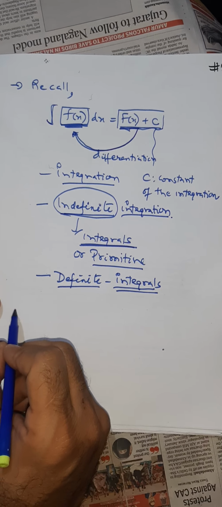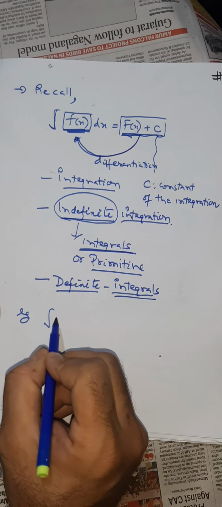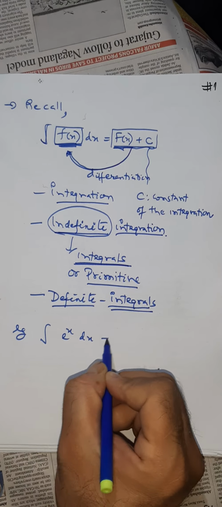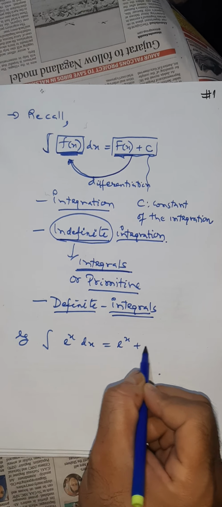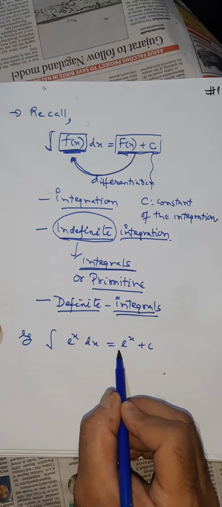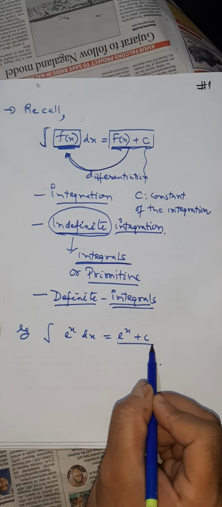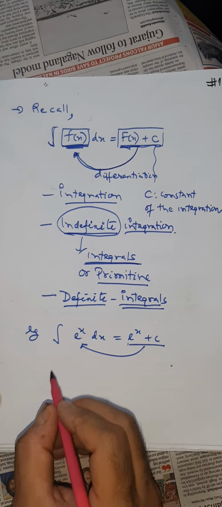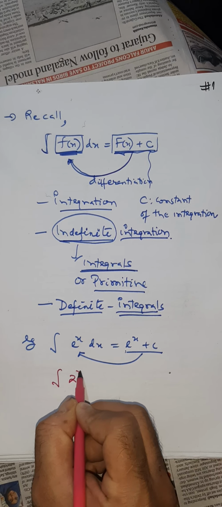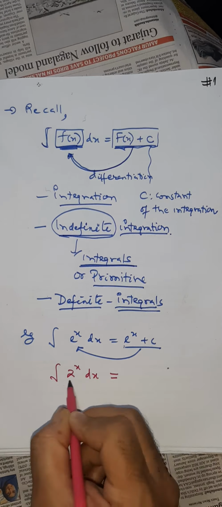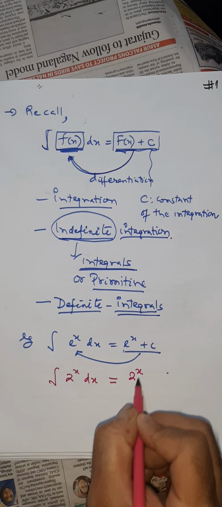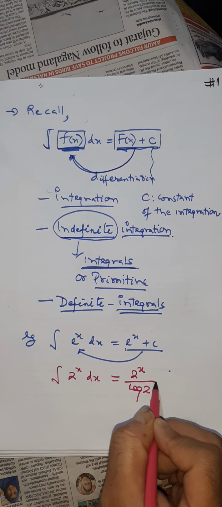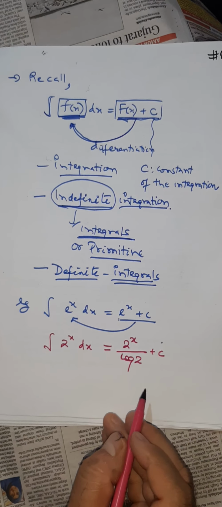Okay, so for example, if I want to write integral of e raised to x, it is e raised to x, the prepared formula, plus c. Why is integral of e raised to x this? Because if I differentiate this, I'll get this. Next, if I take 2 raised to x, you have a ready formula for this exponential function: 2 raised to x upon log 2, here the base is understood to be e, plus c.